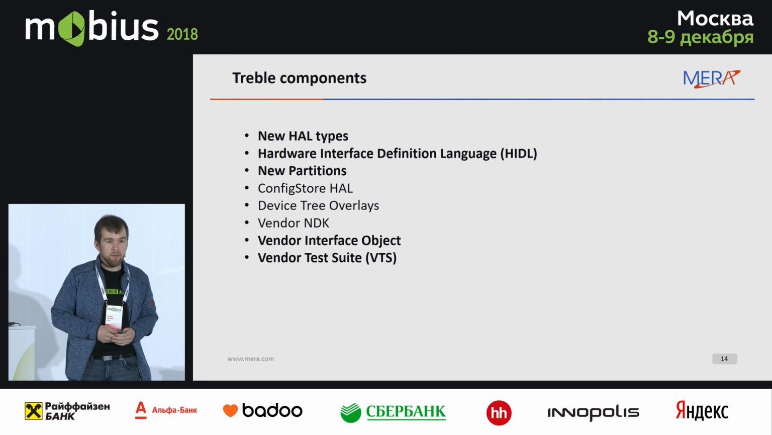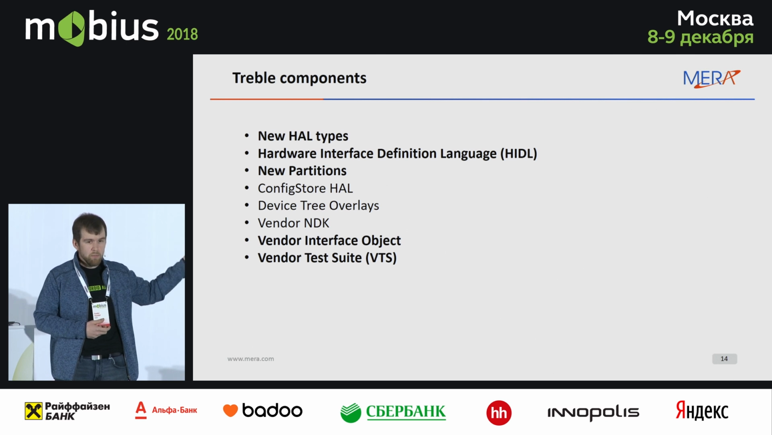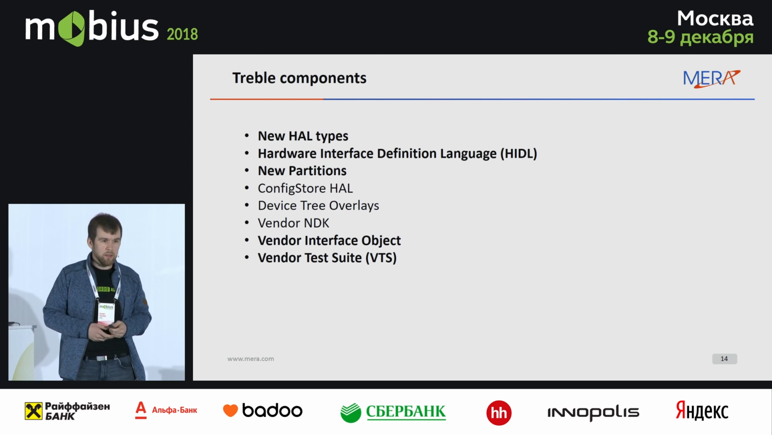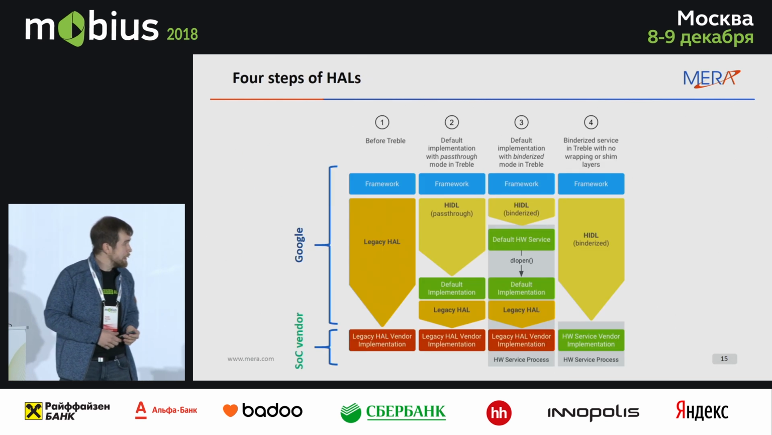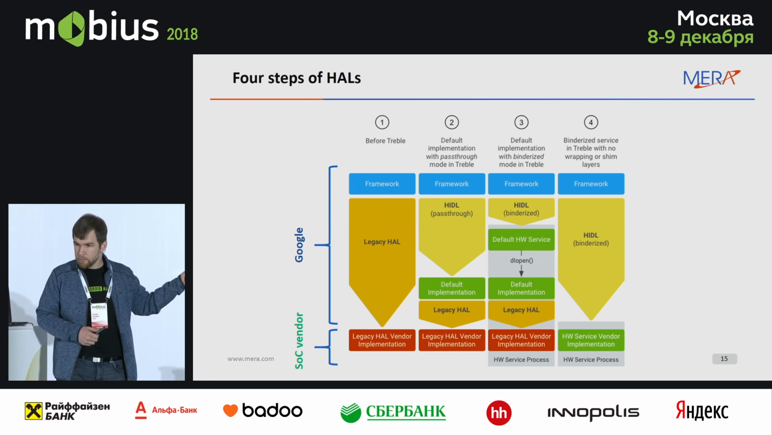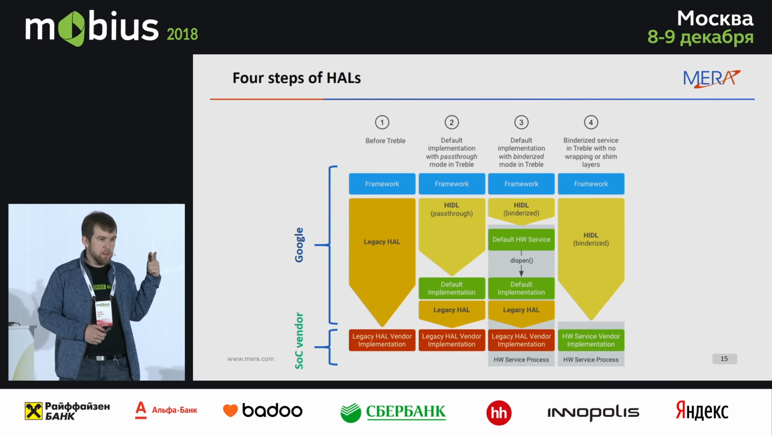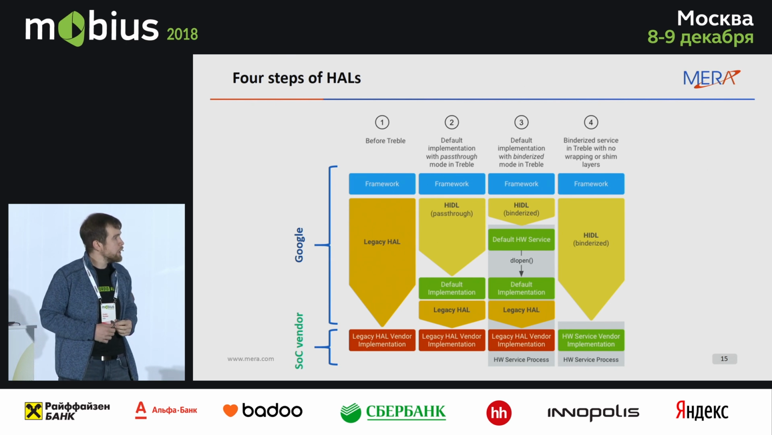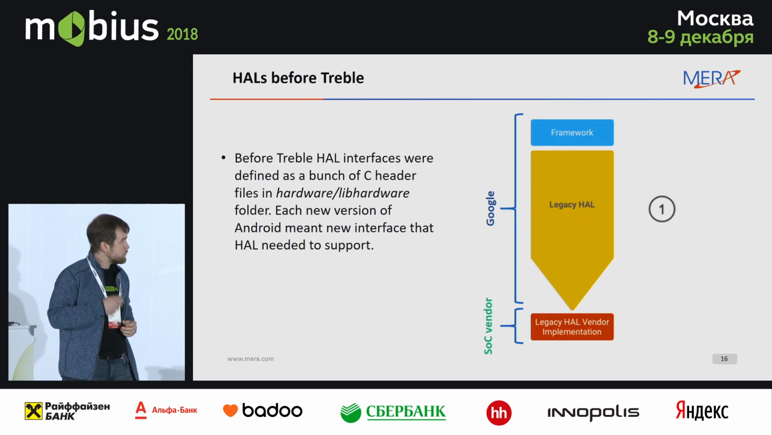But I'm not going to talk about all of this. First, because I don't have time. Second, because stuff that is not in bold is kind of irrelevant. You can understand Treble without it, and it's a bit boring, so I don't care. The most important part is HALs. I already mentioned this, hardware abstraction layer, but this is at the center of Treble. They needed to have this API versioned, and they solved this in steps. There were like 4 steps to this. Let's go through all of them.